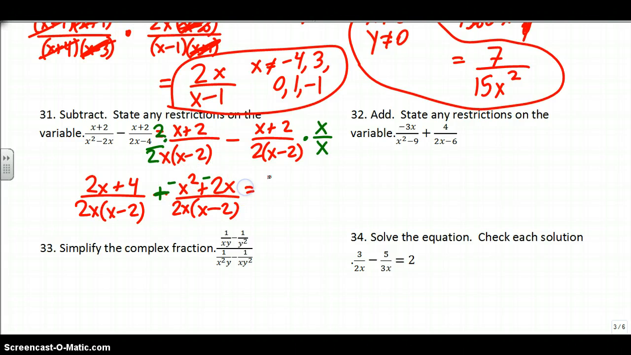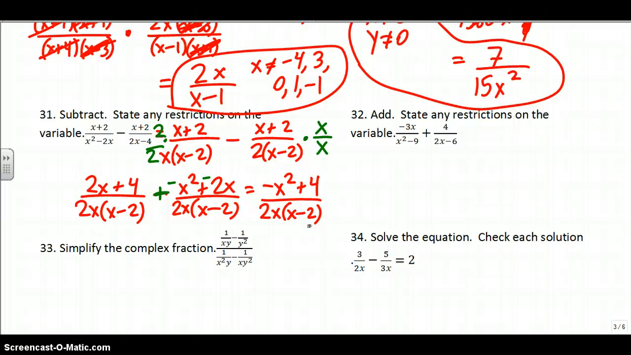So anyway, we end up with negative x. I'm going to rearrange this. Negative x squared. This 2x and this negative 2x cancel each other out. So we're just left with a positive 4 over 2x times x minus 2. And you might think we're done.